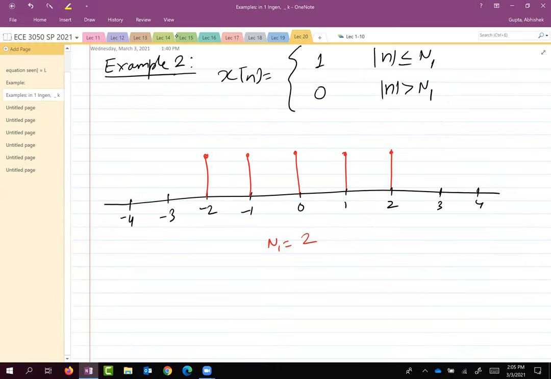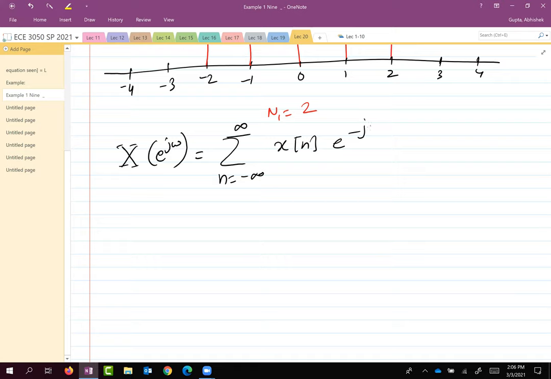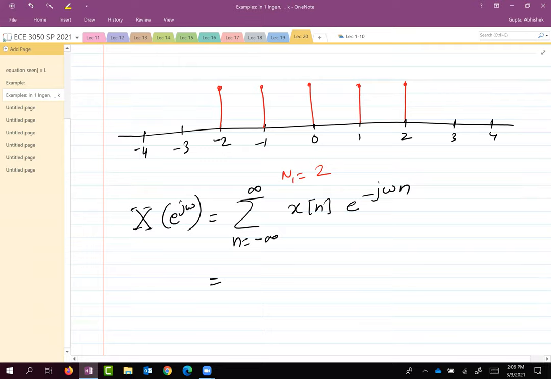So let's start with the formula. Let's start to write X of e raised to j omega, which is the summation n equals minus infinity to plus infinity of x of n e raised to minus j omega n. Now I know that my x of n is zero outside of the region minus n1 to n1. So I have, okay, now I have to compute this sum, which perhaps looks complicated at first glance.